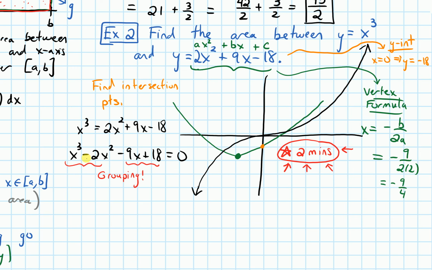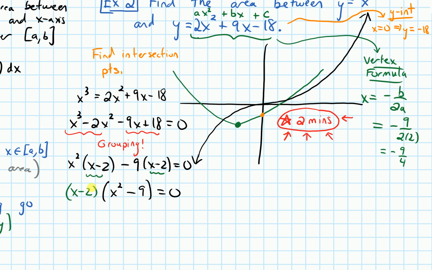From the first group, I can factor out an x squared and be left with x minus 2. From the second 2 terms, I'm going to factor out a minus 9, because then I'll be left with x minus 2. And I notice that x minus 2 is now common to both of these groups, and that's how I know that the grouping is going to work. So if I factor out that common x minus 2, what I'm left with is x squared from the first group, and then minus 9 from the second group equals 0.